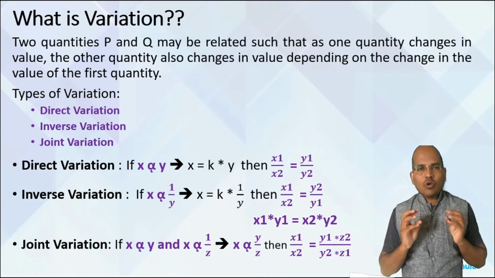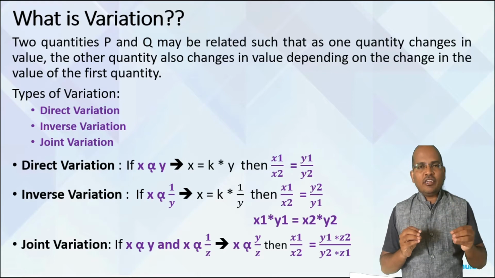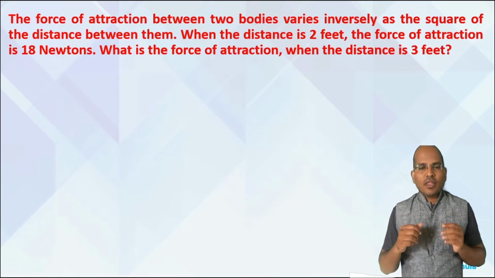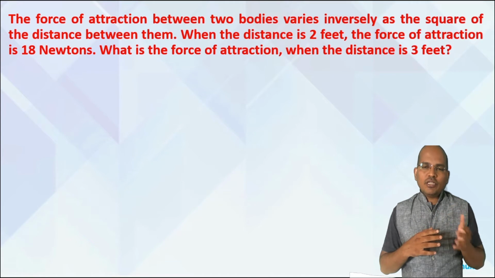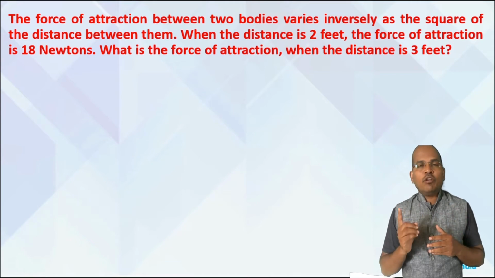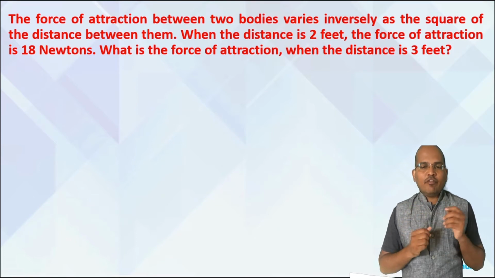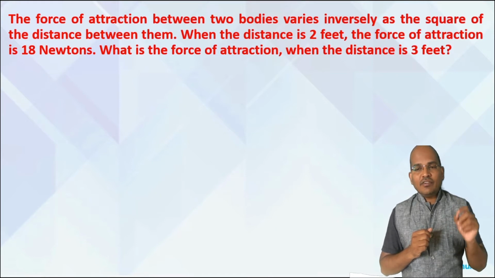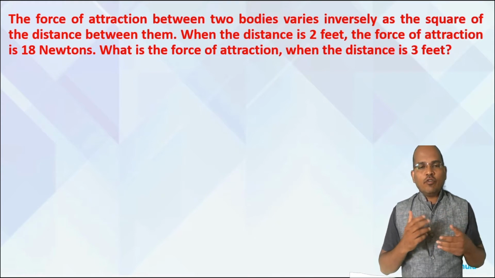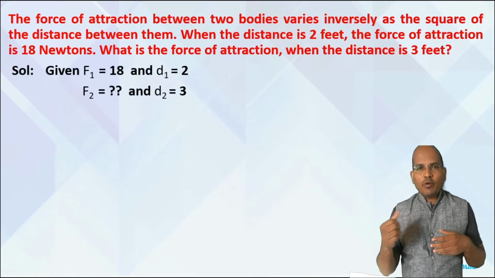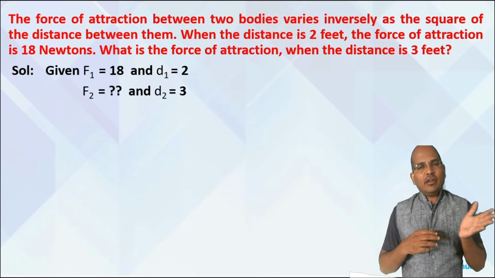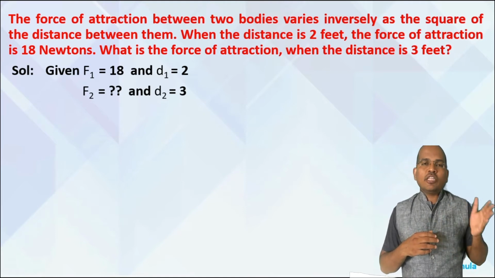Now let us try to solve some problems using this concept of variation. The first example goes like this. The force of attraction between two bodies varies inversely as the square of the distance between them. Read the first statement carefully. He says that the force between the bodies varies inversely with the square of the distance between them. And when the distance is 2 feet, the force is 18 newtons. Then what is the force when the distance is 3 feet? From the problem, it is clear that F1 is 18, D1 is 2, and D2 is 3. What is the value of F2?